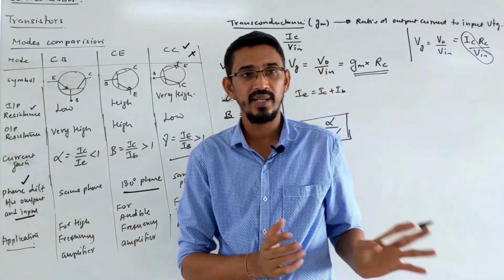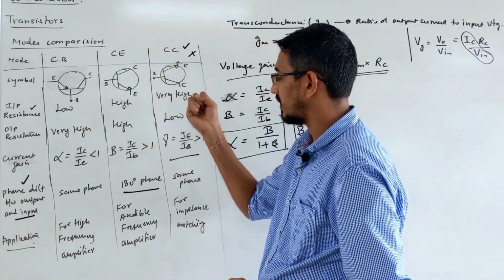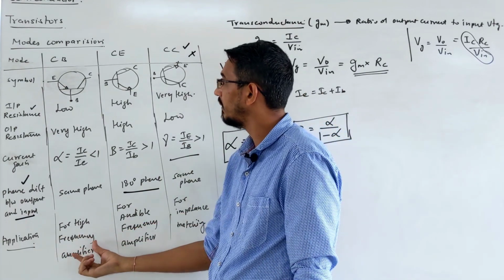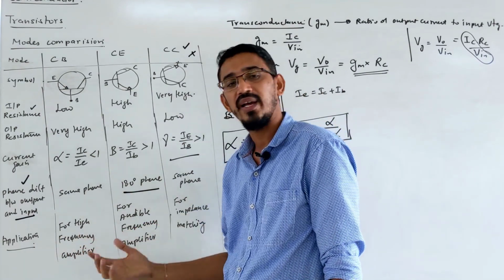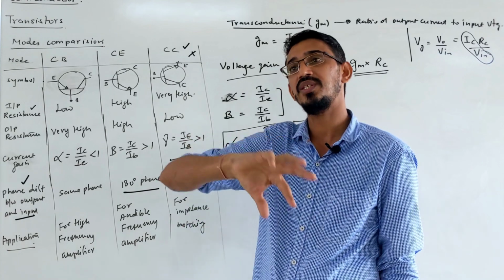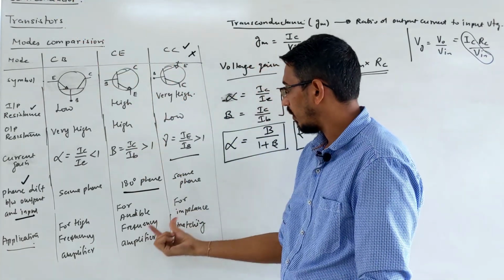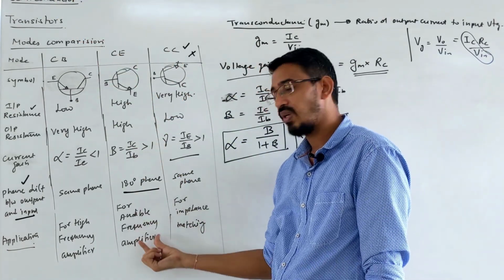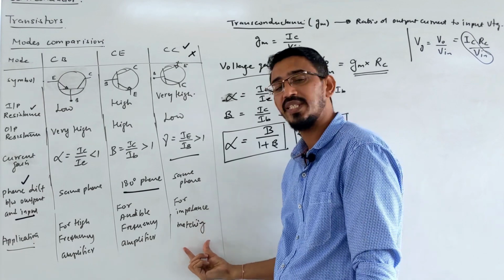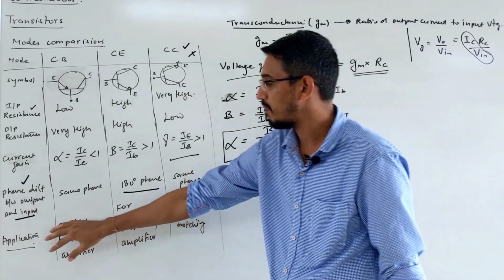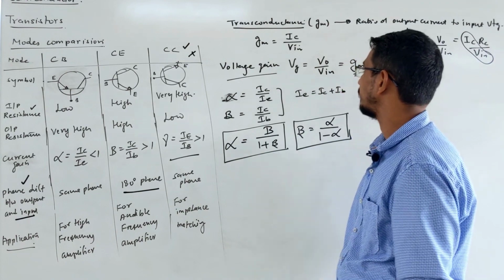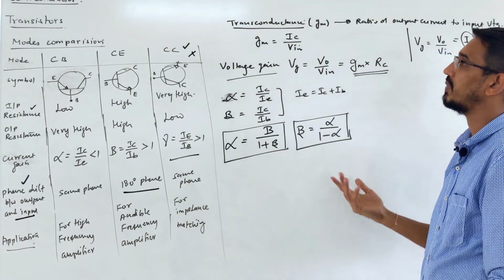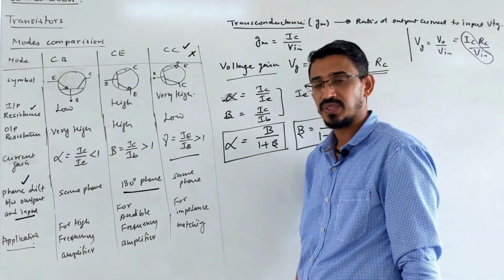Uses: I will discuss the applications of this transistor separately, but in short I am writing here. Common base is used for high frequency amplifier. Amplifier means increasing the voltage. Common emitter is used for low frequency, meaning audible frequency amplifier, and common collector is used for impedance matching. I will discuss these separately again. Let's now see the numericals based on transistors. First we do numericals.